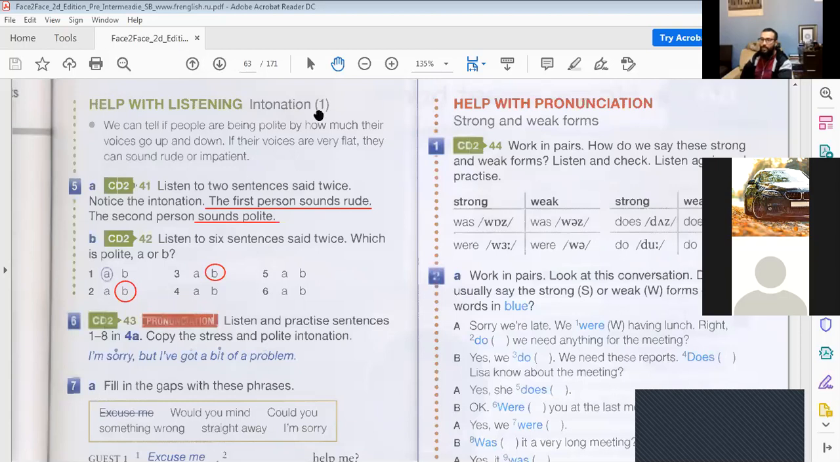A. Correct. Yes, A is more polite, more friendly. That's right. Okay, number five.